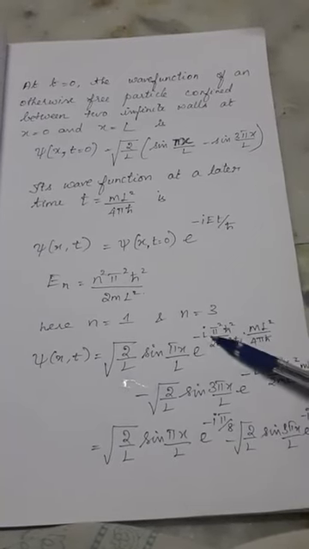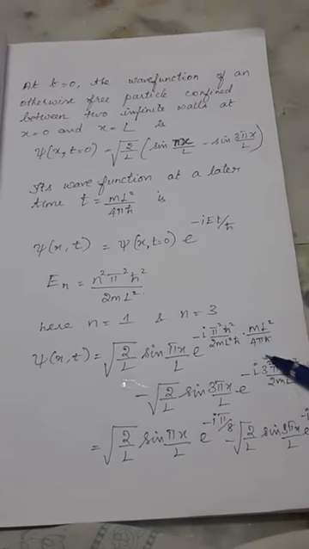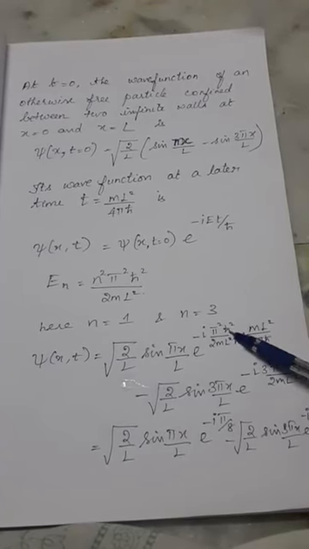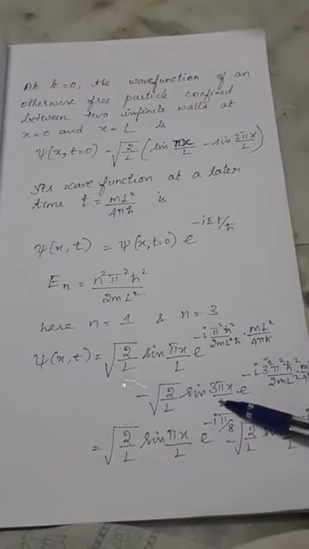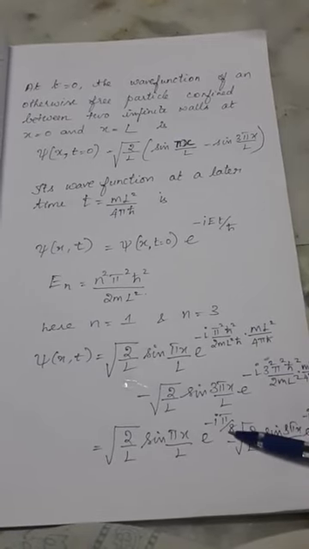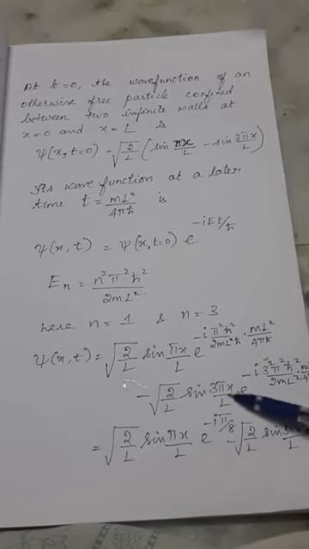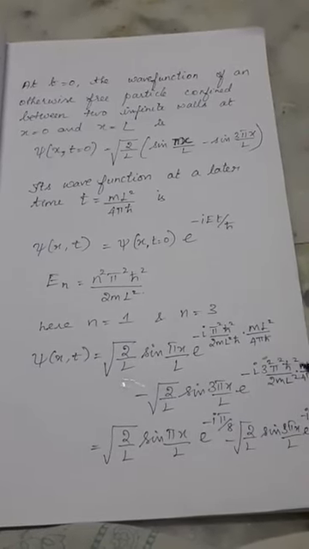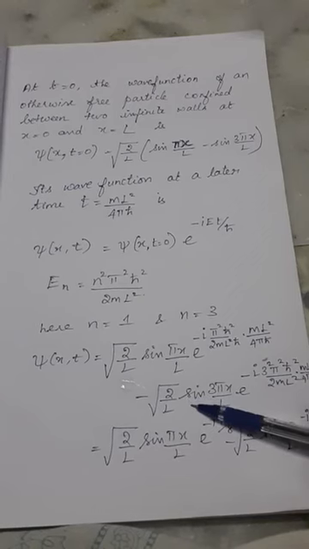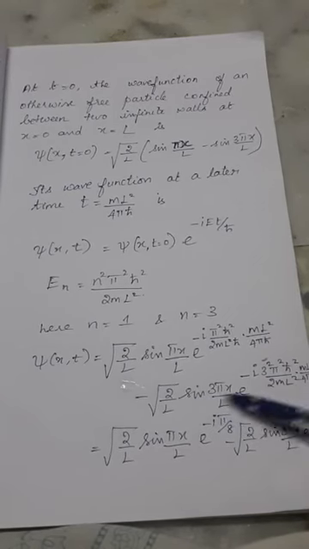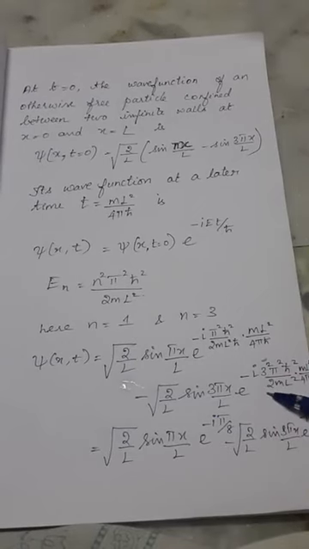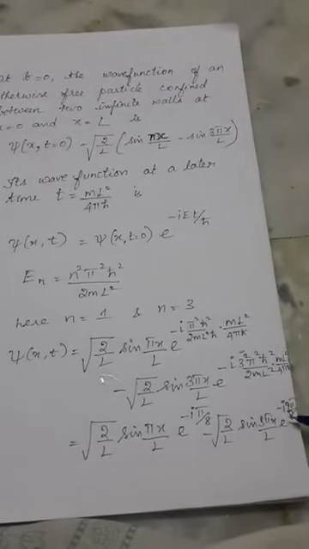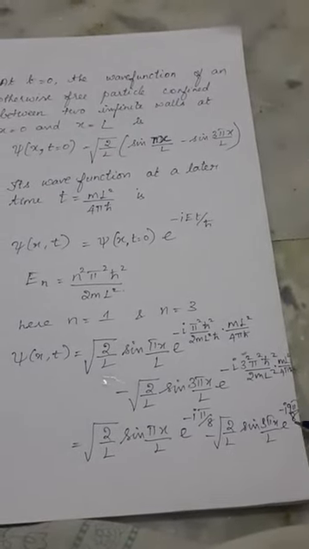So here pi square, h cross square, m L square get cancelled and we get minus i pi by 8. And for n equal to 3, we are substituting the term. We are substituting the psi x comma t for n equal to 3, and e power of minus i E t by h cross for n equal to 3. We are getting the term as minus i 9 pi by 8.